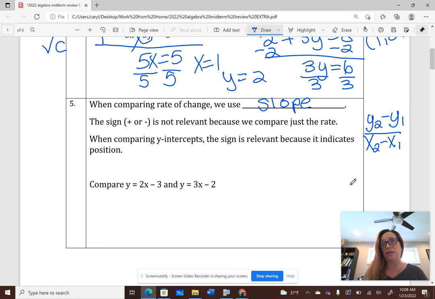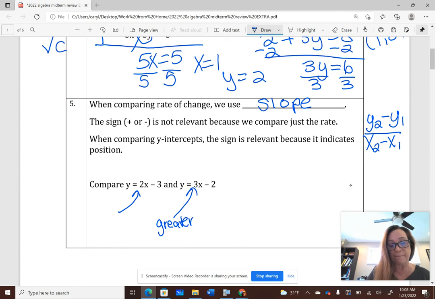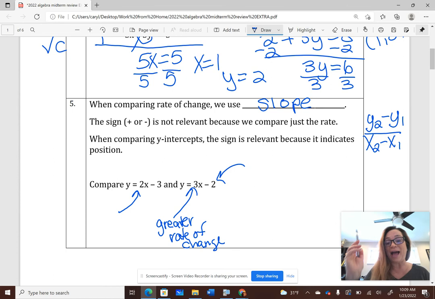The sign is a direction. If I'm traveling 75 miles per hour going south and you're traveling 85 miles per hour going north, you're traveling faster than me. It doesn't matter that we're going north or south. So here, if I was comparing these two equations, first of all, they're y equals mx plus b, which makes them linear. And I would say that this one has a greater rate of change because 2 is bigger than 3. And I would also say that this has a higher y-intercept because negative 2 is greater than negative 3.